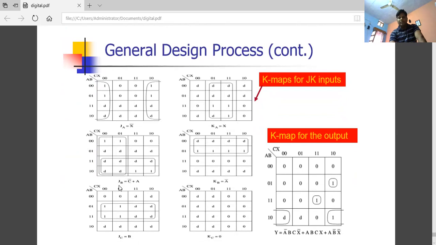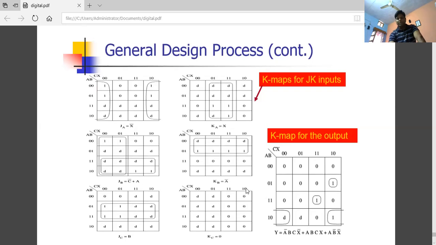Next, JB and KB. The JB equation is C dash plus A. KB is A plus A dash, and JC is equal to B and KC equals 0. This is the expression for the JK flip-flop. Using the JK flip-flop, we have to draw JAKA, JBKB, JCKC with the corresponding equations.